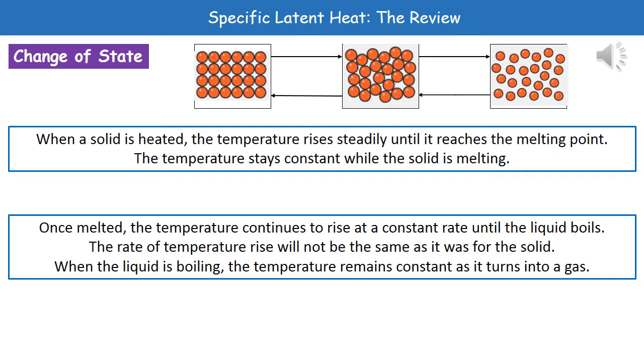So what we actually find is if we've got our solid and we heat it up, the temperature rises steadily until it reaches the melting point. The temperature then remains constant throughout that process of the solid melting. Once the solid has melted, the temperature is going to continue to rise at a constant rate until we reach the boiling point, at which point the temperature stays the same, so we get that constant plateau once more, and then after it has all turned into a gas, the temperature will increase once more.